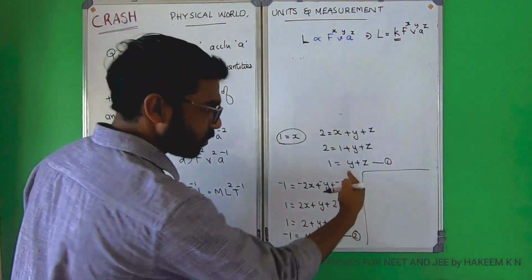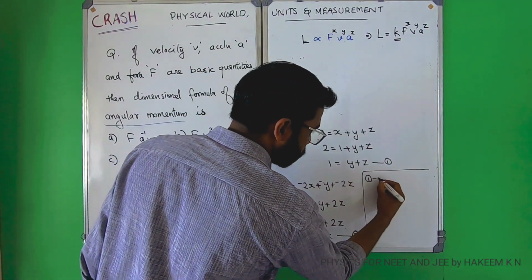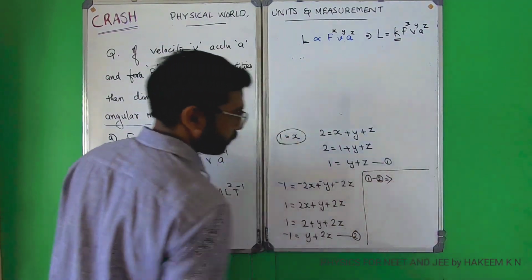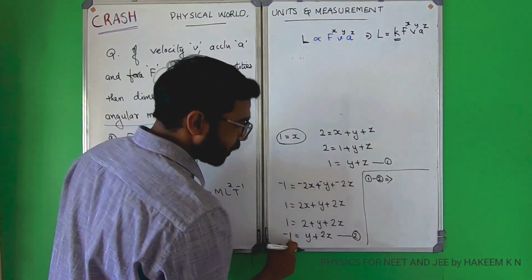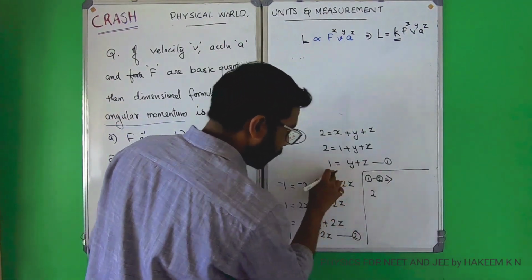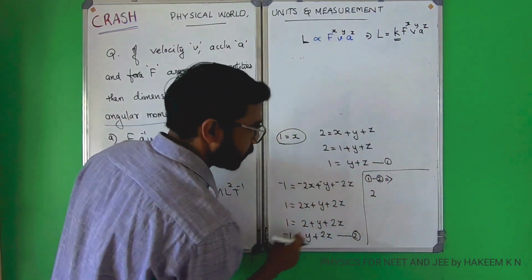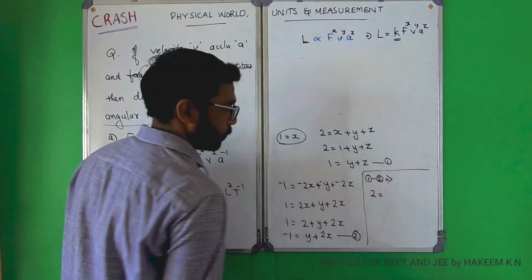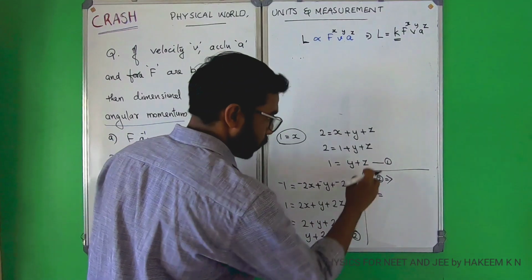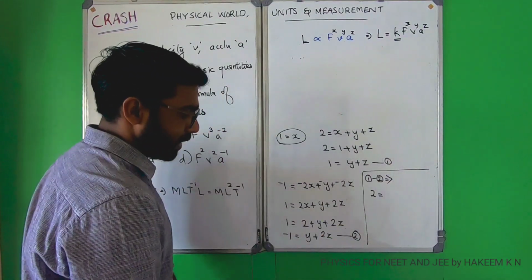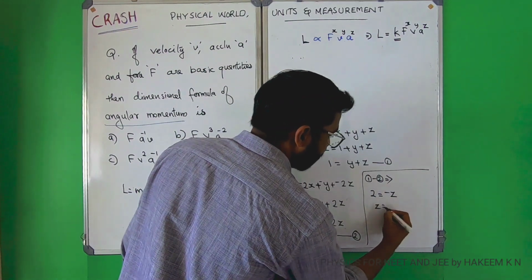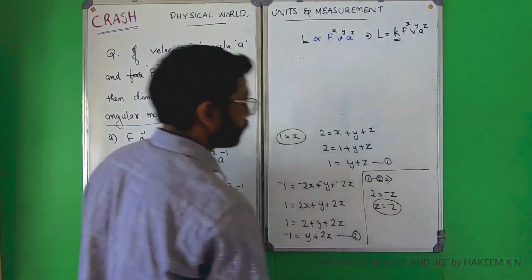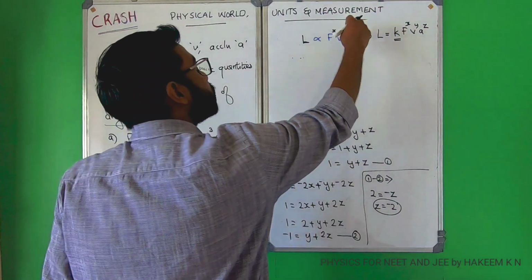So I am subtracting 2 from 1. Then I can cancel y. Okay. 1 minus minus 1 is 2. 2 equal to y minus y is 0, z minus 2z is minus z. So I will get z equal to minus 2.